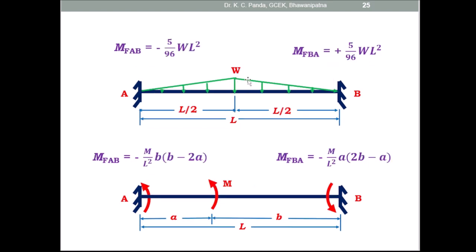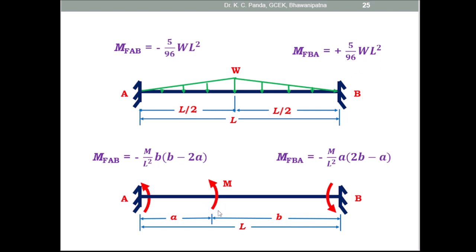If the triangular load is present and the intensity of load is maximum, W, at the midpoint and 0 at ends A and B, in this case the fixed moment at the end A, MFAB, is equal to minus 5 by 96 WL square, and the fixed moment at the end B, MFBA, is equal to plus 5 by 96 WL square.